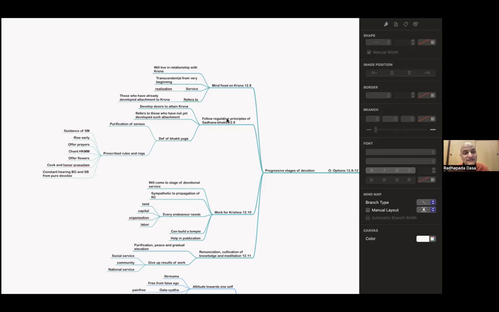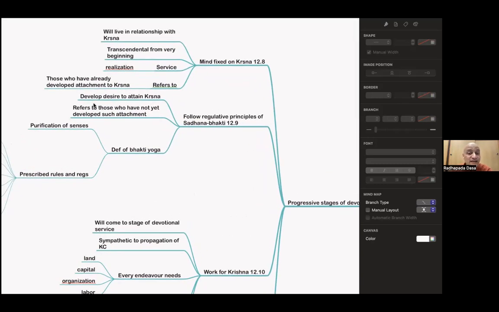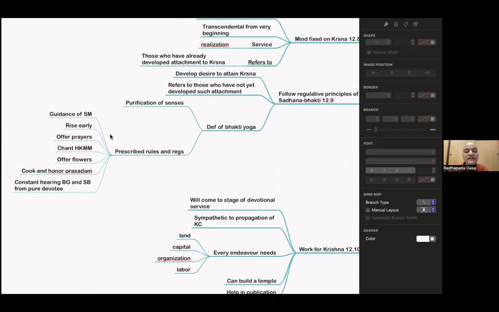If you can't do that, atha chittam samadhatum na shaknoshi mayi sthiram, abhyasa-yogena tato mam icchaptum dhananjaya. If you can't do what is stated in 12.8, do this. Follow the regulative principles of sadhana bhakti, which means develop a desire to attain Krishna. It refers to those who have not yet developed such attachment as mentioned in 12.8. In this verse, Srila Prabhupada defines Bhakti Yoga. It means purification of the senses by following prescribed rules and regulations.